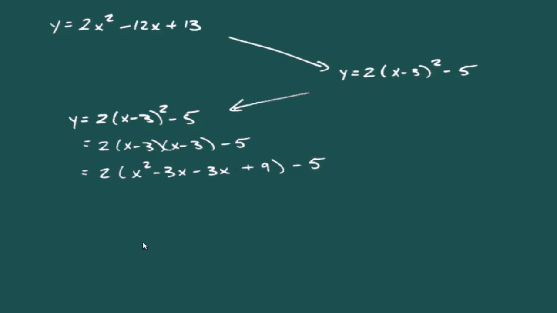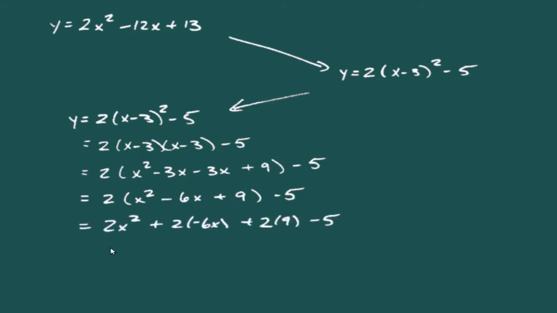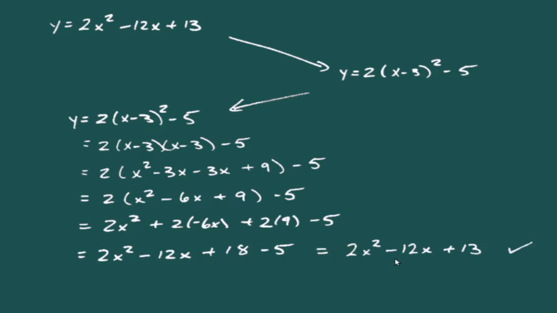If we distribute our 2, that's going to give us a 2 times x squared, a 2 times minus 6x, and a 2 times 9. Well, that's going to give us 2x squared minus 12x plus 18 minus the 5 on the end. Well, we're almost there. We can combine the 18 and the minus 5 to give us 2x squared minus 12x plus 13, thereby completing the circle, and we're getting right back to where we started, so yes, we know our answer was correct.